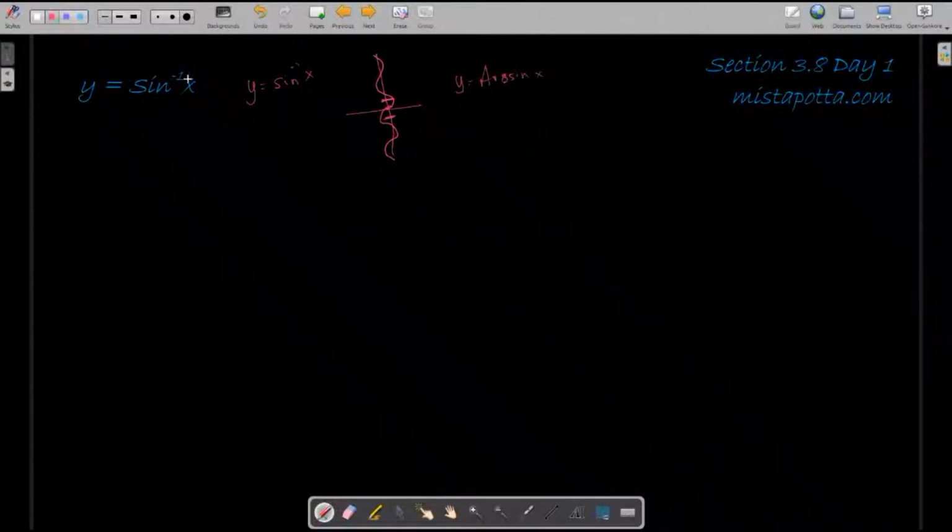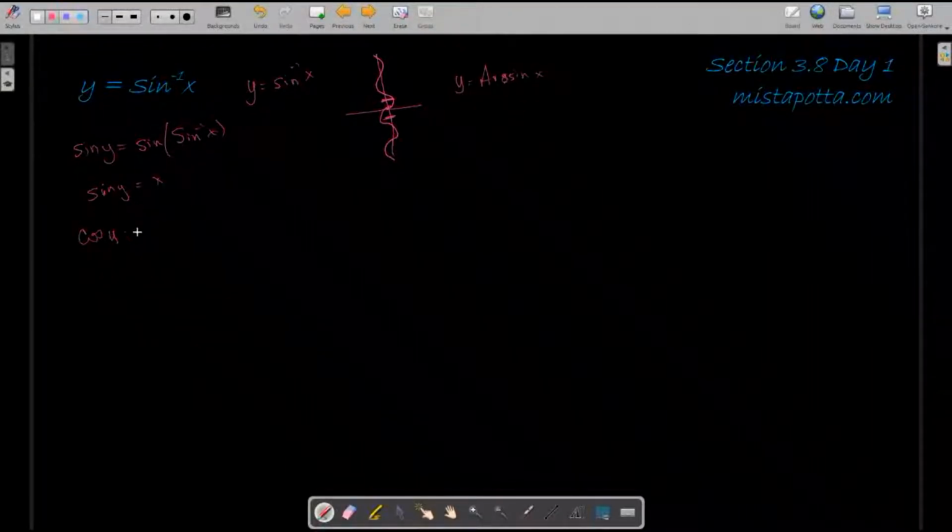So I've got y equals sine inverse x, and my first step is to eliminate this inverse function. In other words, I'm going to take the sine of both sides. So I'm taking the sine of sine inverse x, which gives me that the sine of y is equal to x. And of course, this is the first step to try and eliminate this inverse function. And now I'm going to take the derivative implicitly.